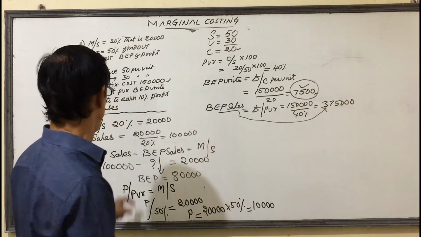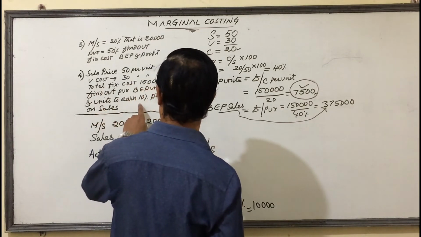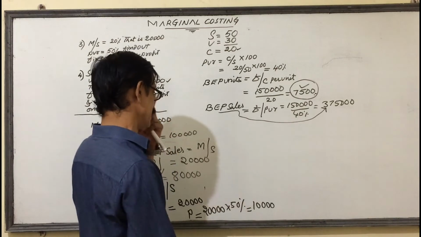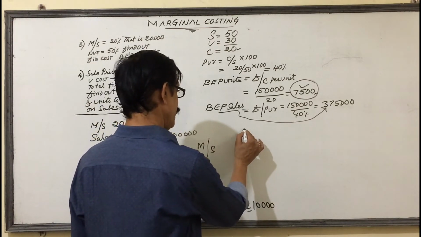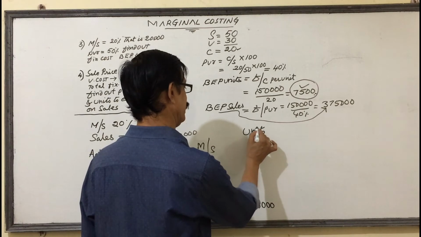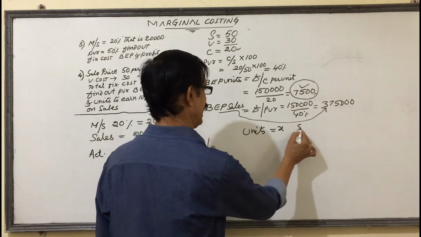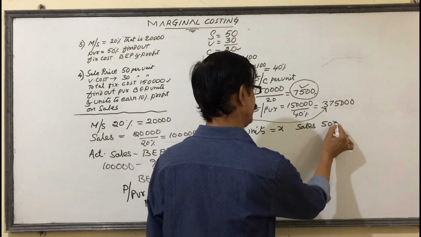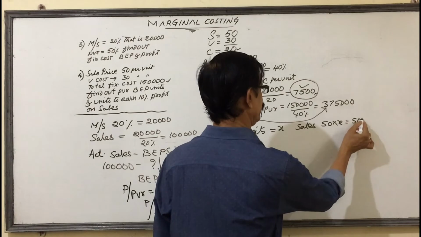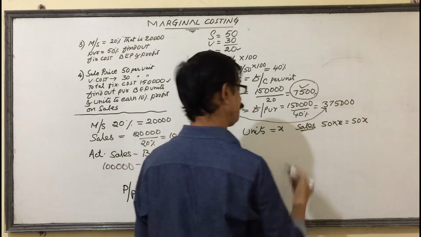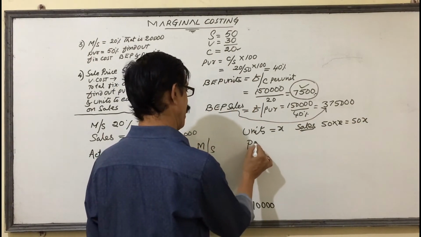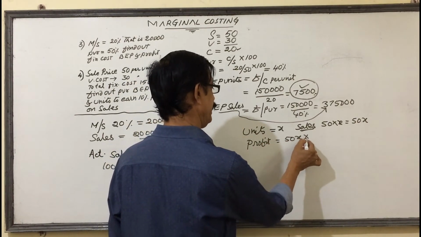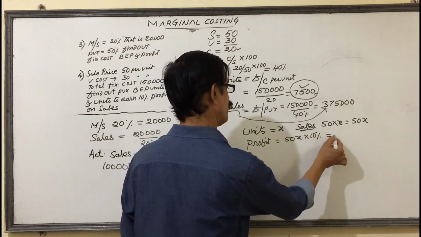Okay. Last and final, how many units are to be sold to earn a 10% profit on sales? 10% profit on sales. Look here. Suppose units are assumed as X. Sales is equal to 50 rupees price into X, that is equal to 50X. This is the total sales. I want to earn a profit of 10%. 50X into 10%, that is equal to 5X.